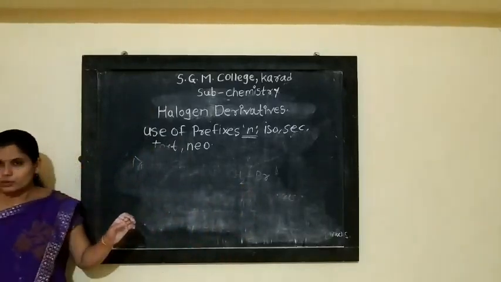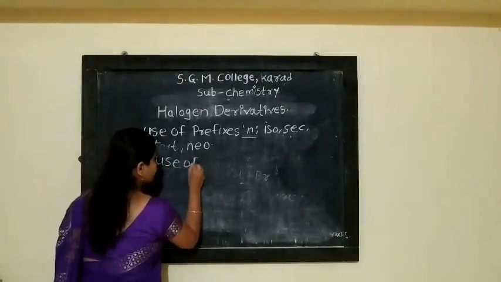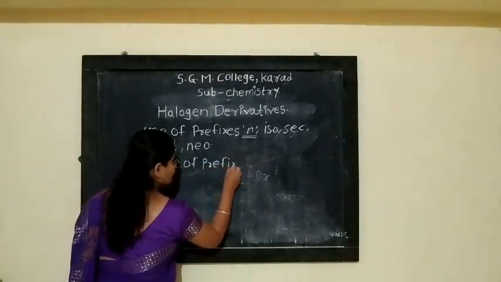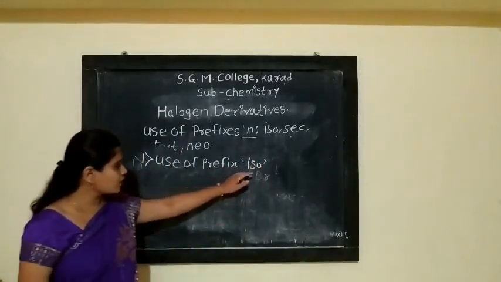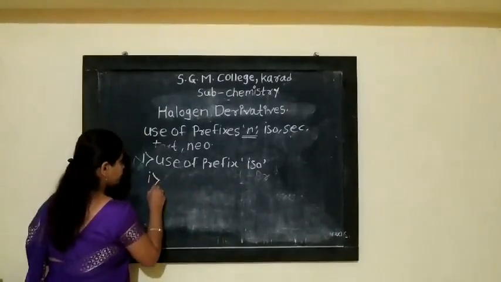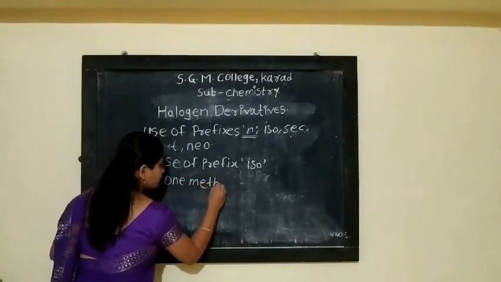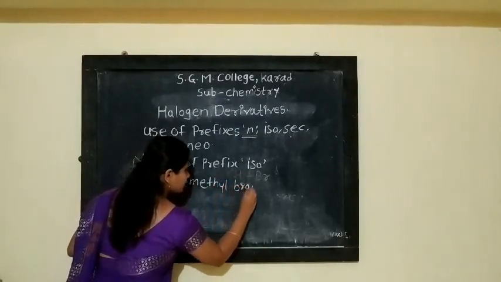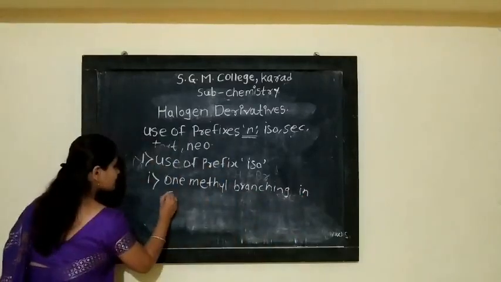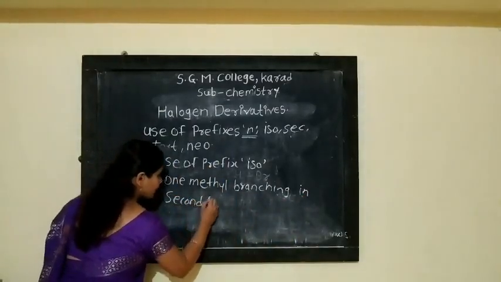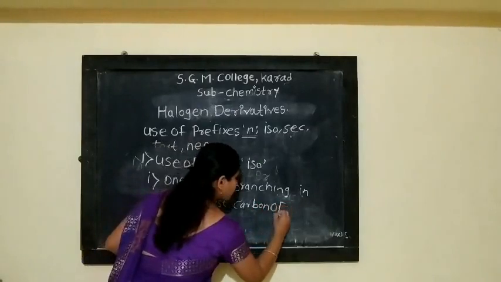Now, when to use prefix iso. Prefix iso is used when there is one methyl branching in the second last carbon of that compound.